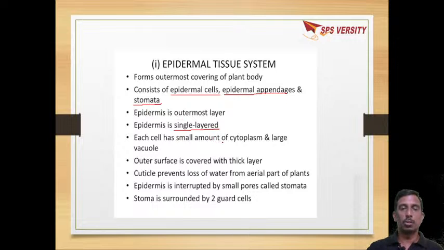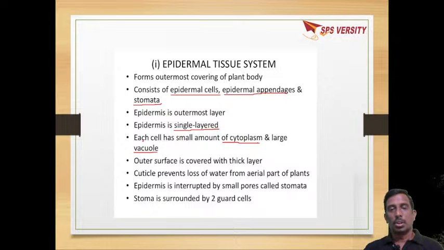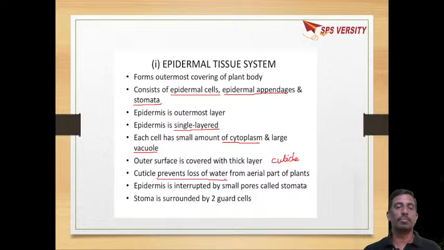The cells में cytoplasm रहता और large vacuole रहता. So outer surface of this epidermis in stem and leaf is covered by cuticle. Cuticle का function क्या है कि it prevents loss of water. और epidermis में stomata रहता which are meant for gases exchange.